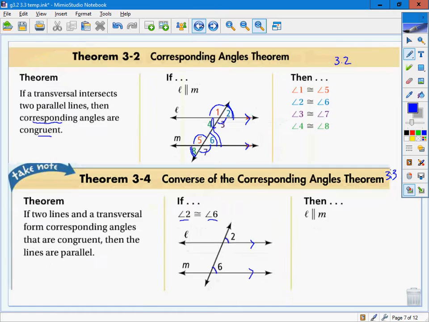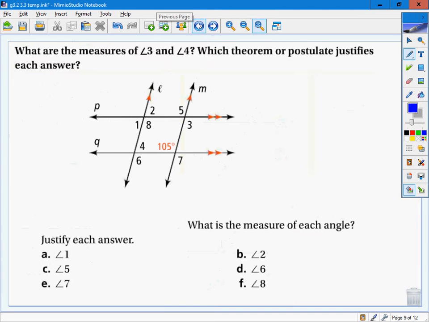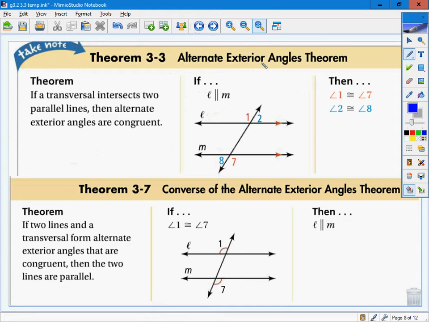Okay. The last theorem here is alternate exterior angles. It's the same thing. It's set up the same way. This came from section 3.2. This came from section 3.3. We're just putting the two sections together. And it says that if the lines are parallel, then alternate exterior angles are congruent. So 1 is congruent to 7, and 2 is congruent to 8.